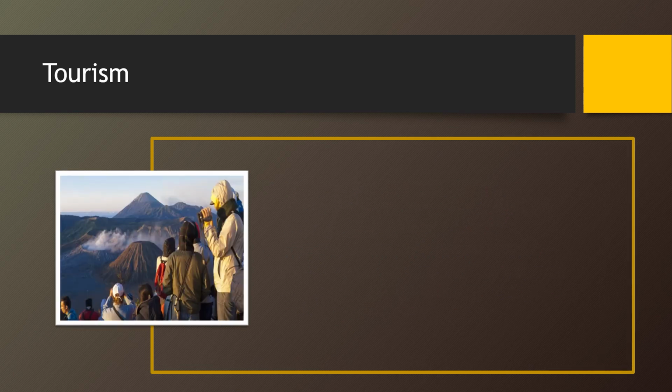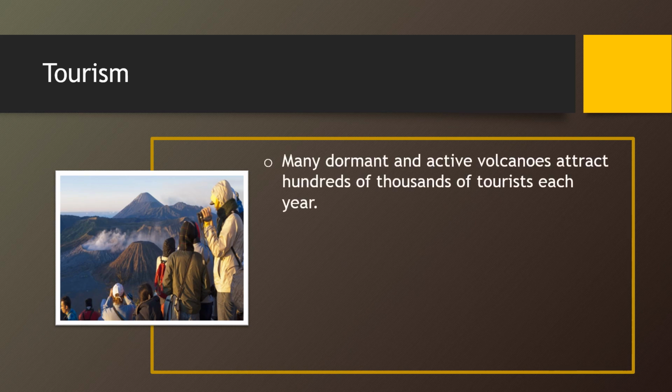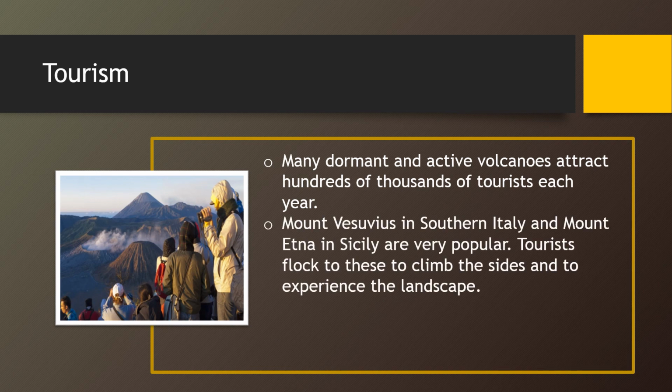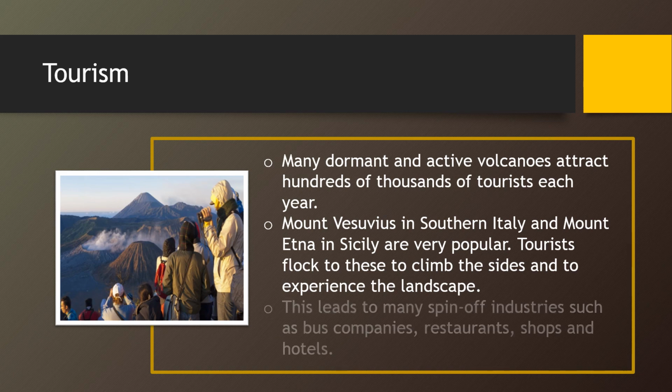Another thing is what we call tourism. Many dormant and active volcanoes attract hundreds of thousands of tourists each year. Mount Vesuvius in southern Italy and Mount Etna in Sicily are very popular. Tourists flock to climb the sides and to experience the landscape. This leads to many spin-off industries such as bus companies, restaurants, shops, and hotels.